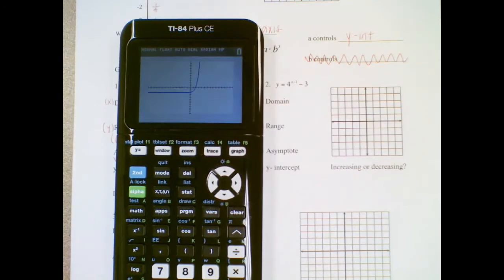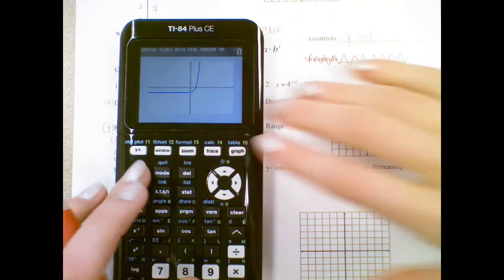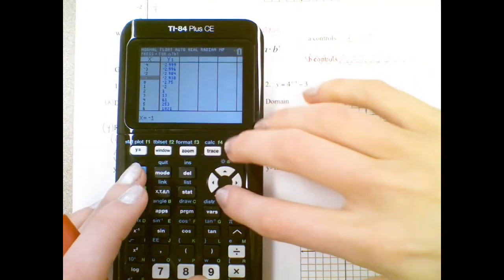All right, so this asymptote is not at the x-axis. It looks like it moved down a little bit, right? Well, let's plot some points here. Second graph. All right, let's do 1, -2.